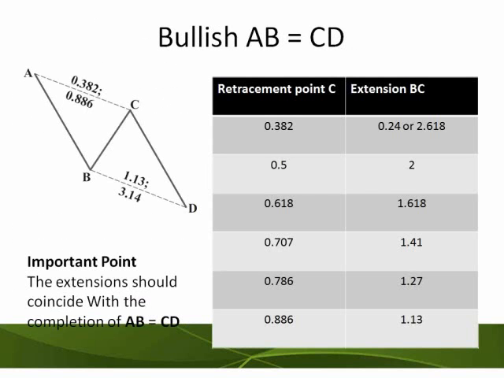Here we have the bullish AB equals CD, and on the right-hand side you can see a little spreadsheet with retracement point C and extension BC. On the left-hand side we've got a picture. Those are the two really important levels for the AB equals CD. Like I said earlier, on the SA40 we're looking more at the 78.6, which you can see at the bottom there, 0.786. And on the shares, normally 61.8, so that would be 0.618, and the extension for that would be 1.618.